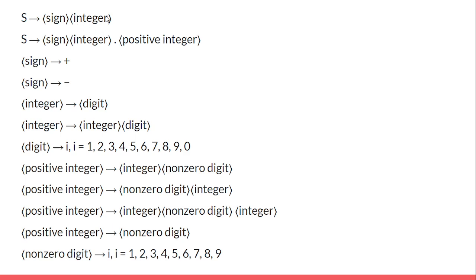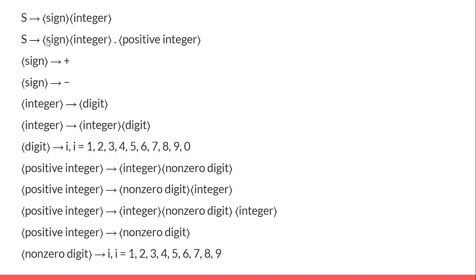Then our integer non-terminal can be replaced directly with a digit, or we can have multiple digits. So we can replace integer with a recursive call, integer with integer and digit. Then the digit non-terminal can be replaced by 1 2 3 4 5 6 7 8 9 0, any digit.